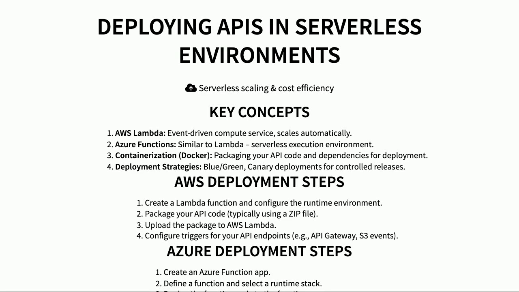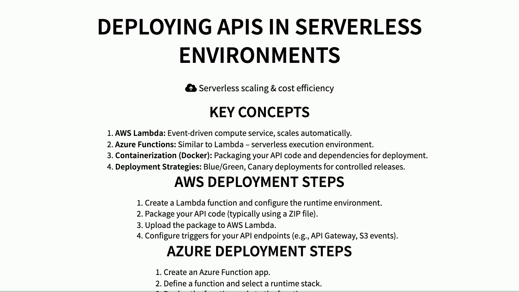When it comes to serverless environments like AWS Lambda and Azure Functions, we're all about scaling automatically and keeping costs low. Both platforms allow you to run code without managing servers. Think of them as on-demand computing. You'll often use containerization, packaging your API code into a self-contained bundle called a Docker image, which makes deployment much smoother. Deployment strategies like blue/green or canary deployments help ensure smooth releases and minimize downtime.